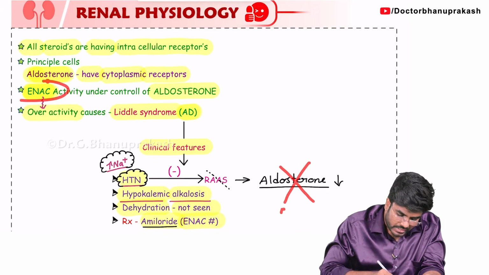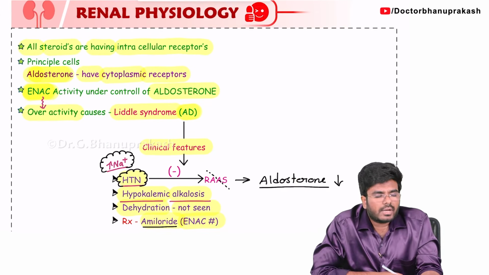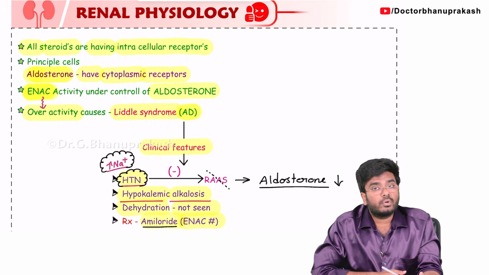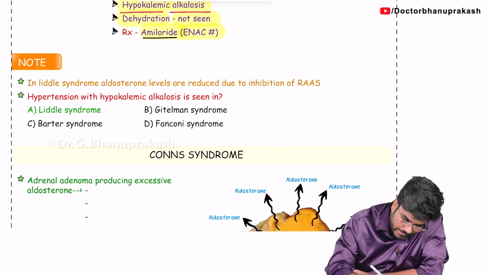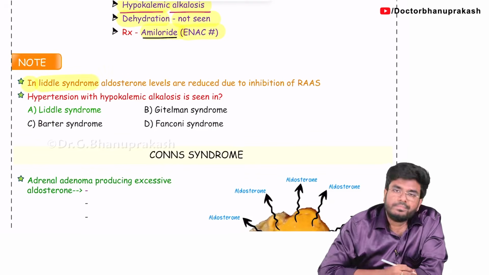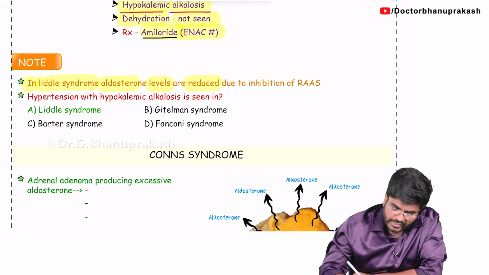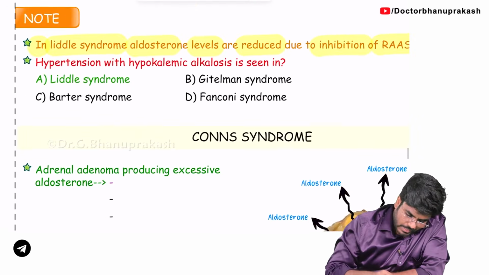Without aldosterone, which channels are doing overaction? Epithelial sodium channels. So in Liddle syndrome, always remember aldosterone levels are very, very less and epithelial sodium channels are doing overaction, even without aldosterone. Okay, done. So look at this: in Liddle syndrome, aldosterone levels are reduced. Why? Because of the inhibition of the RAS pathway.